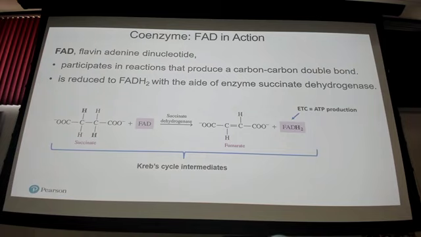And this reaction, or this coenzyme, is involved in the Krebs cycle. Does anybody know what the Krebs cycle is? Another name for it is what? Citric acid. Citric acid cycle. Yeah, I heard somebody say "unfortunately," and I saw faces. Trust me, I get it.